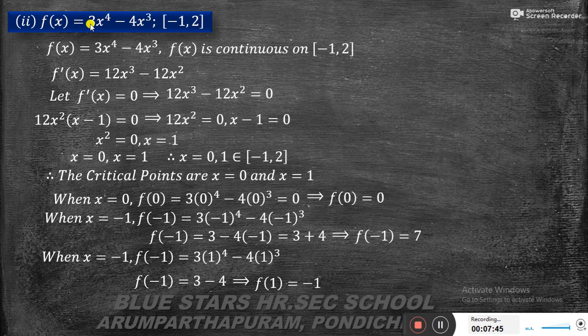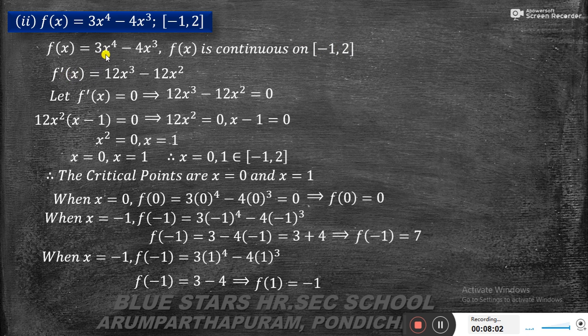Second subdivision, f of x equal to 3x power 4 minus 4x cube. The interval is minus 1 comma 2. This is the given function, f of x equal to 3x power 4 minus 4x cube. Here f of x is continuous on minus 1 comma 2. So now I find the derivative.